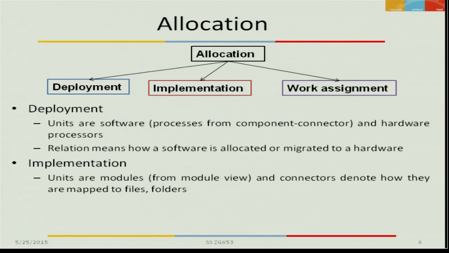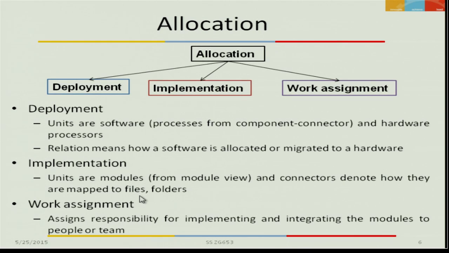So you can have a module from the module view or module structure view, and you have another set of boxes which can represent files and folders. And if you draw a line between these two, it implies how a module is going to be mapped or implemented to a set of files or folders.